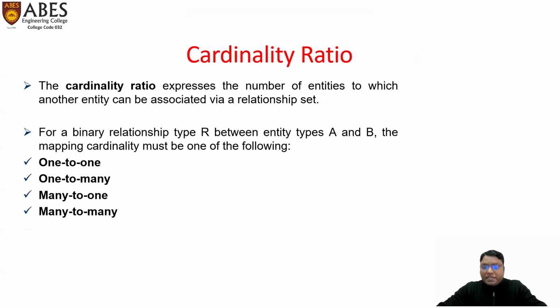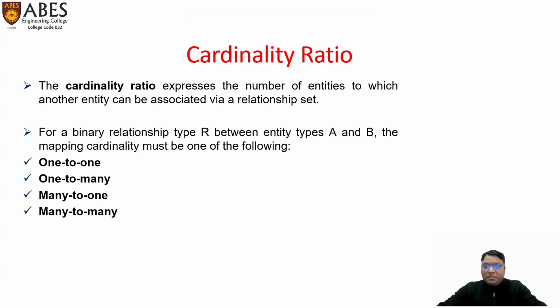So what is cardinality ratio? The cardinality ratio expresses the number of entities to which another entity can be associated via a relationship set. For a binary relationship type R between entity types A and B, the mapping cardinality must be one of the following. There are four types of cardinality, and the relationship must be one of the following. Number one, one to one. Number two, one to many, many to one, and many to many.